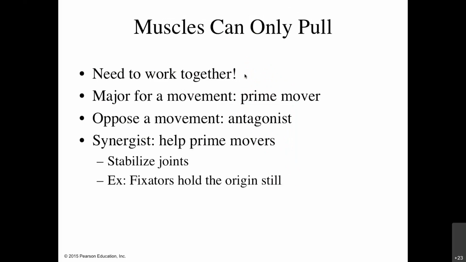Muscles can only pull. If they can only pull, how do we have such a range of motions? How are we able to do complicated things? That's because muscles work together. When we're talking about a movement, we're going to talk about 3 different types of muscles for that movement. First, we have the prime mover. The prime mover is the major muscle responsible for that movement. If we're talking about flexion at our elbow, the bicep is the prime mover for flexion of the elbow.